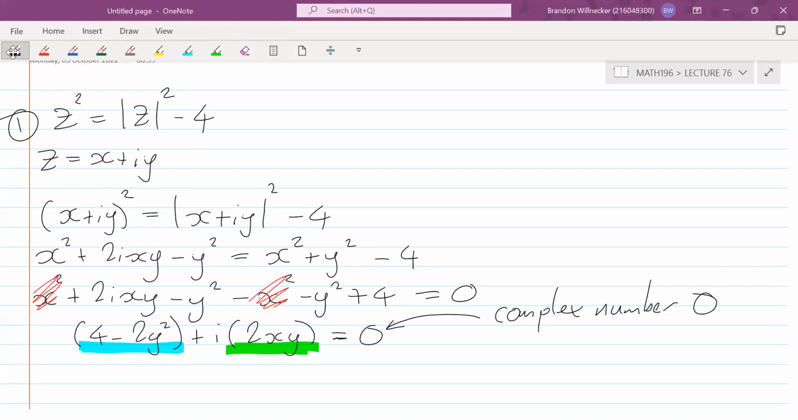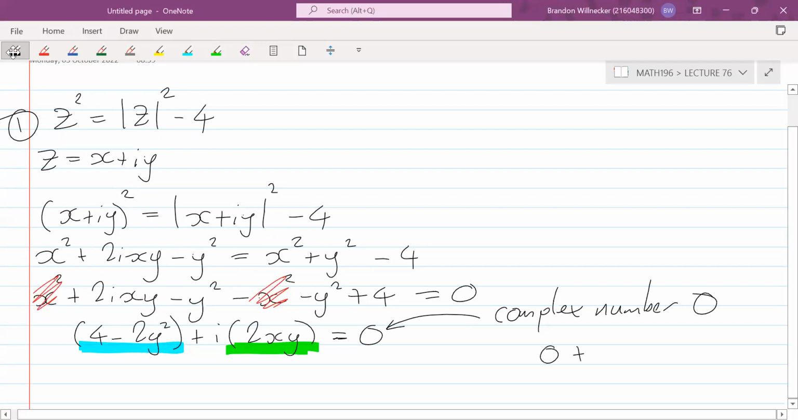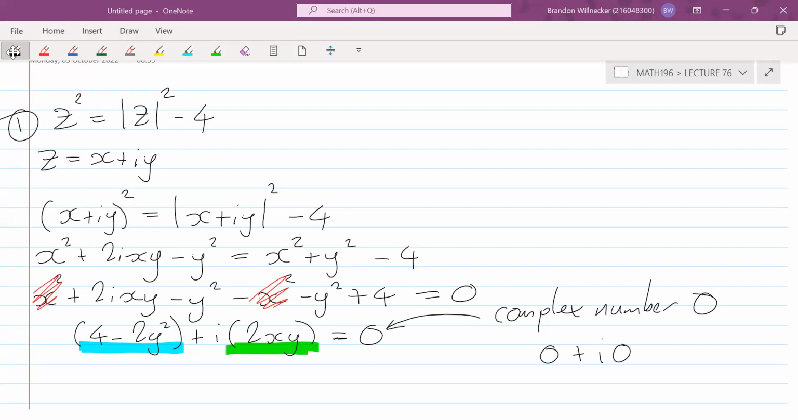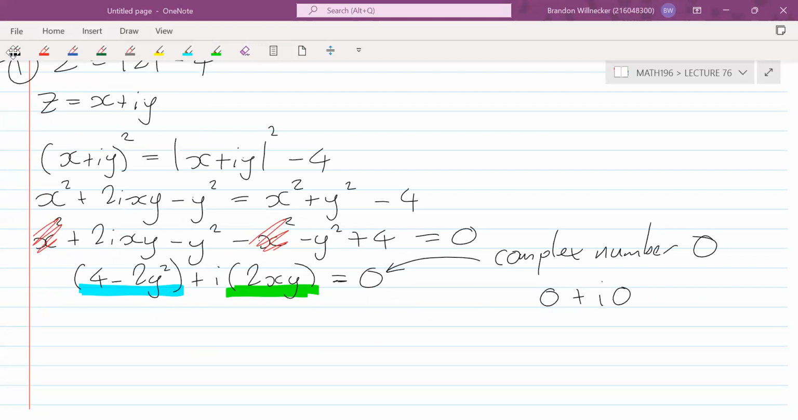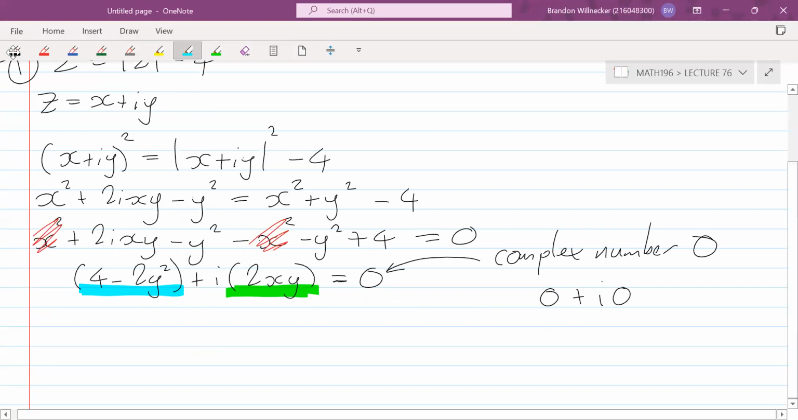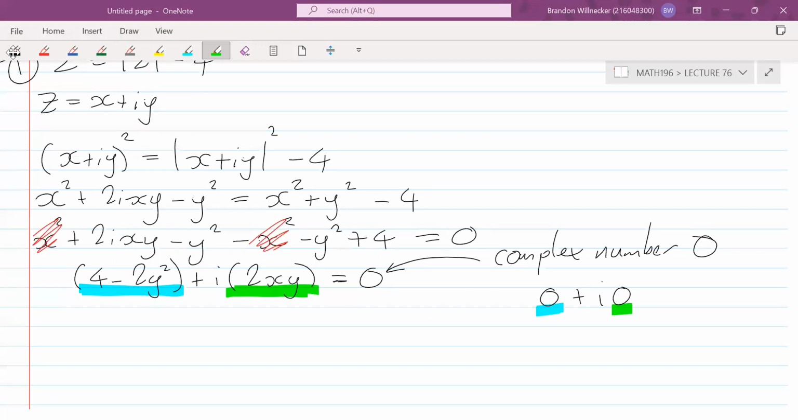Okay, so why do I say complex number 0? Well, we need to think of the 0 as 0 plus r times 0. Of course, the result is just 0, right? However, this makes it a bit clearer with what this left-hand side means. So if this left-hand side is equal to 0 and it's a complex 0, it means the real part must be 0 and the imaginary part must be 0, like we wrote here. This real part is 0 and the imaginary part is 0.